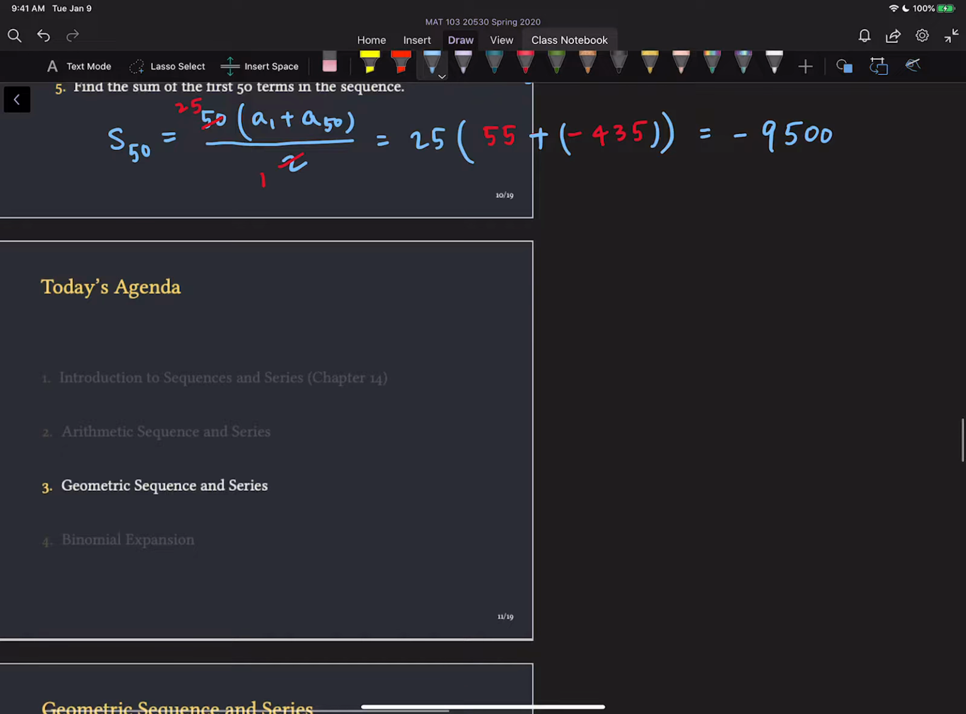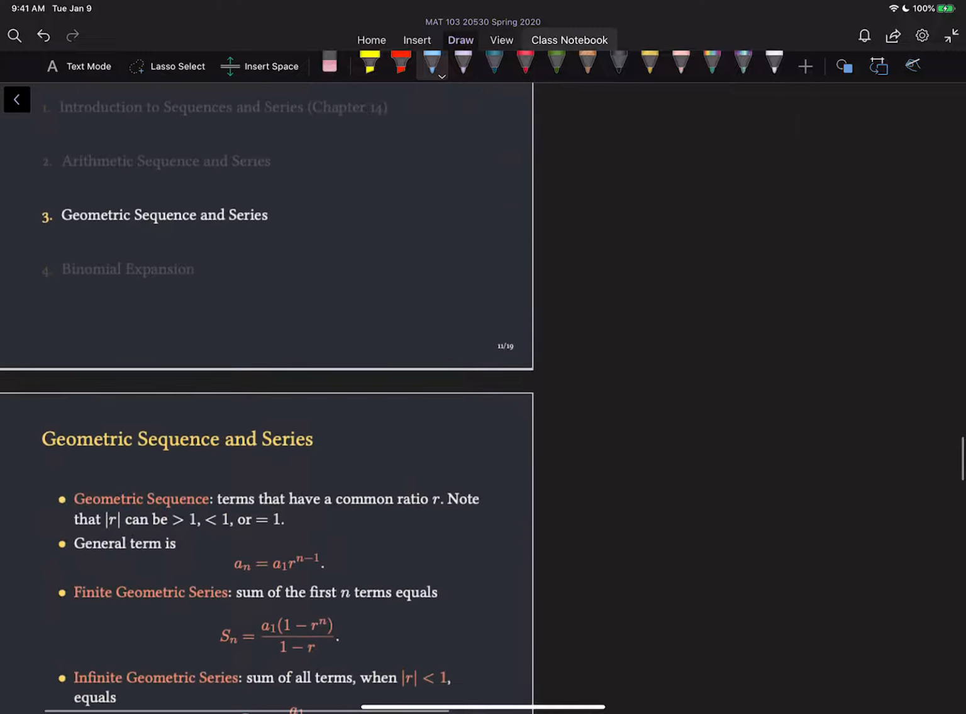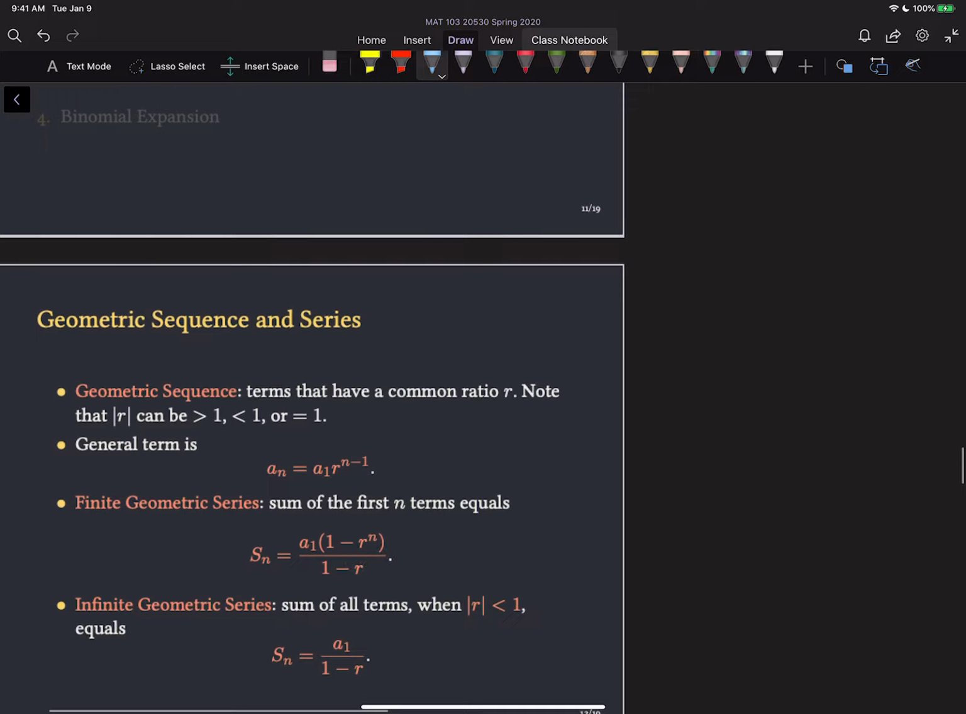Moving on to the last part of today's lecture, which is the geometric sequence and series. This is the other type of sequence that follows a different pattern. Instead of having a common difference, a geometric sequence has terms with a common ratio r. The ratio could be greater than 1, less than 1, or equal to 1 in terms of the absolute values. So you could have a sequence that's increasing or decreasing, or in some cases alternating. That's also possible. The general term is an equals a1 times r raised to the power of n minus 1.